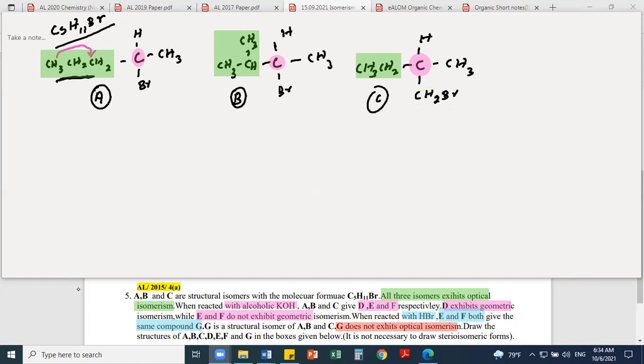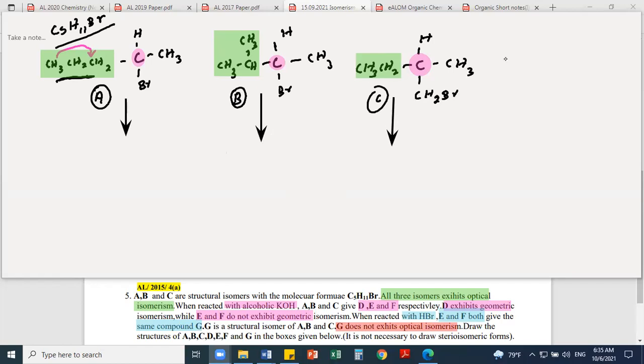With alcoholic KOH. That means what? What happened when you put alcoholic KOH into these three? Elimination of what? HBr. When you put alcoholic KOH to these three, you get HBr eliminated. Yeah, very good, Pramodi. Dehydrobromination. What is the single term used for this? Dehydrobromination. Dehydro means the dehydration, dehydrobromination, that is elimination of HBr. So with alcoholic KOH, dehydrobromination will take place.